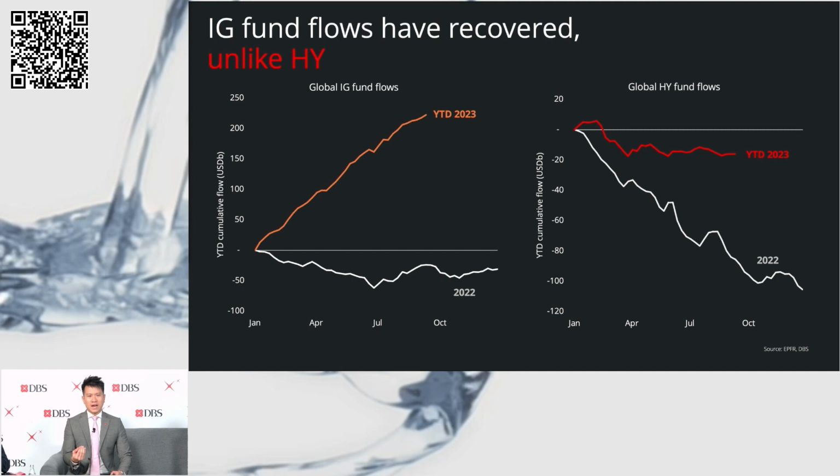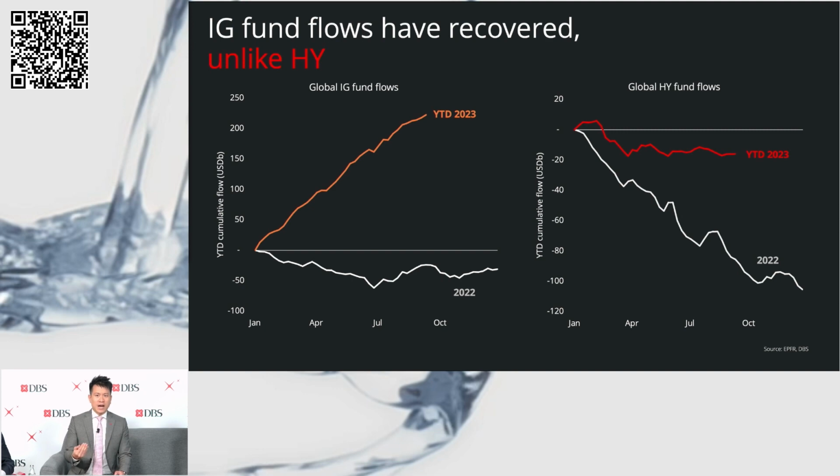So the market understands, I think, the risk in credit today. If you look at these two charts over here, the 2022 rate hiking cycle was really one of the worst for bonds in terms of fund flows. If you look at the white lines, there was a drawdown in bonds. Fund flows were generally exiting bonds in the whole of 2022. But come 2023, there has been a reversal. Notice that investment grade bonds have more than recovered from their 2022 outflows, represented by the orange line in the chart on the left.